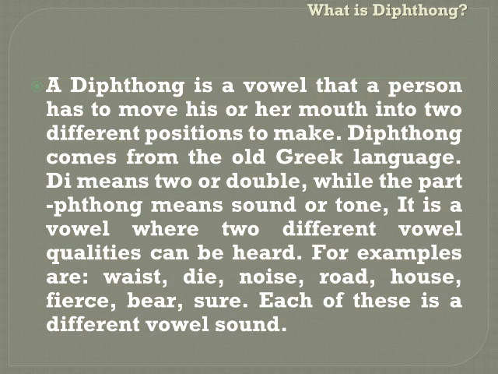Viewers, after analyzing the monophthongs, now we have to discuss diphthongs. A diphthong is a vowel that a person has to move his or her mouth into two different positions to make. Diphthong comes from the old Greek language, di means two or double, while the part thong means sound or tone. It is a vowel where two different vowel qualities can be heard. For example, wish, die, noise, road, house, fuse, beer, show.